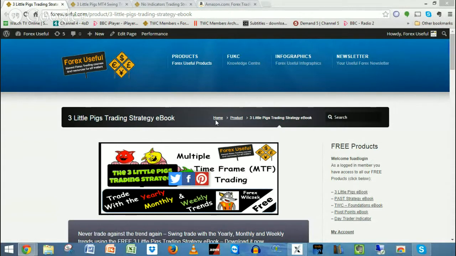Okay, good morning, everybody. This is the Three Little Pigs and Knits update in the live market on Monday, the 13th of October.